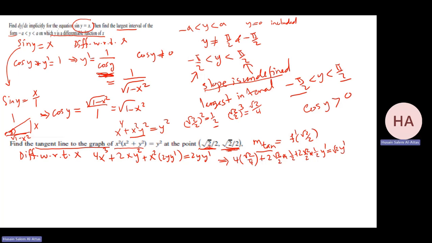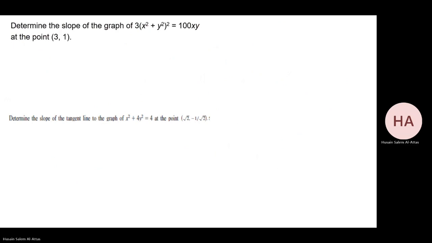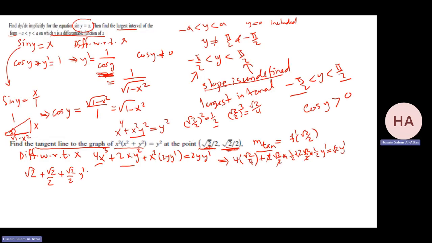This is what, root 2. You can simplify it and then substitute. It's up to you. Now this is what? This is cancelled, plus root 2 over 2. Okay, substitute here. Here, no y prime. Here I have y prime. Where we have what? This is cancelled. Where we have plus root 2 over 2 y prime equal root 2 y prime.